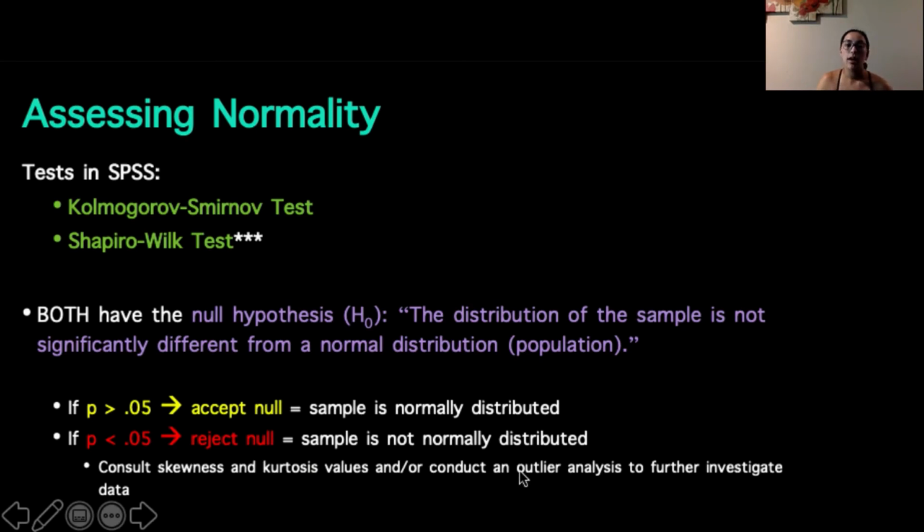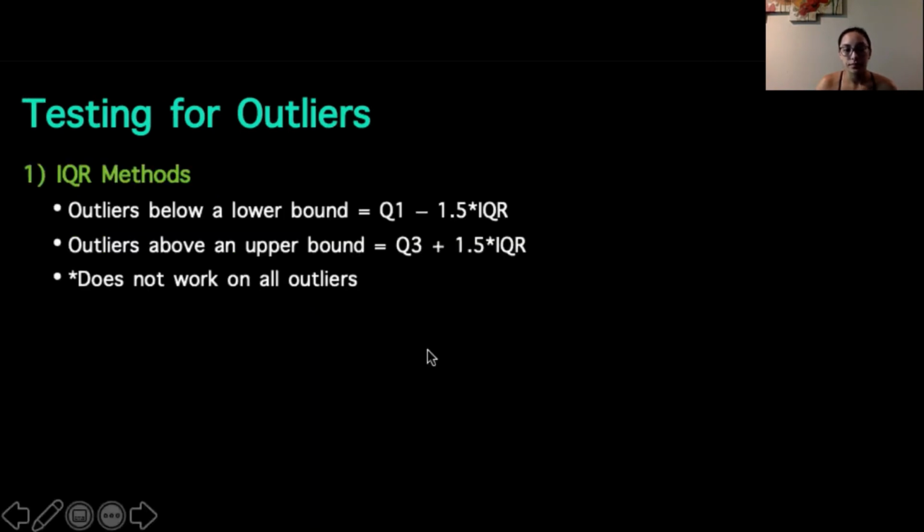The other way we can further look into this is by doing an outlier analysis, which is the topic of our next slide. Outliers we can test in several different ways. One way is using the IQR method. Remember, IQR stands for interquartile range. So we can identify outliers below a lower bound by looking at Q1 minus 1.5 times the interquartile range, and outliers above an upper bound by looking at Q3 plus 1.5 times the interquartile range.